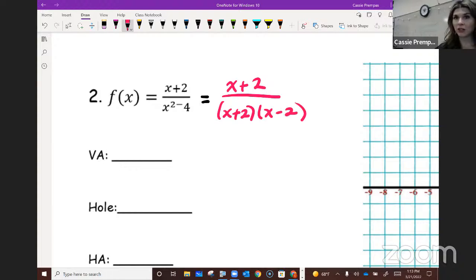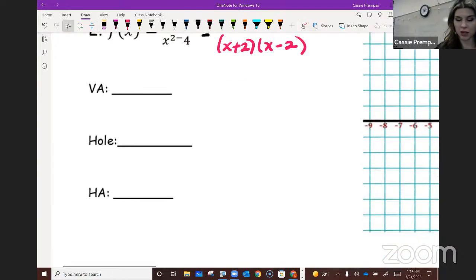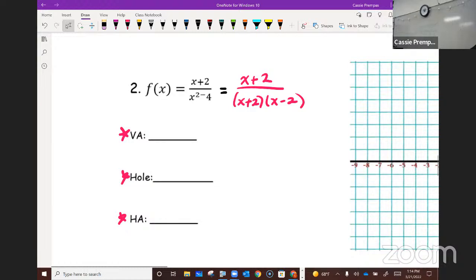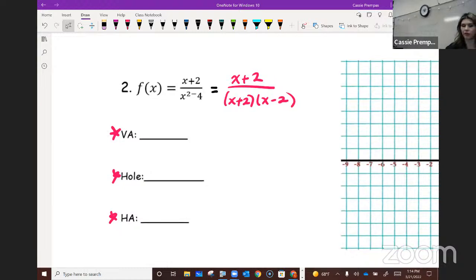Then set your denominator equal to 0 and solve. With your partner, see if you can determine the VA, the hole, and the HA. I'm going to walk around. If you need help, let me know. But see if you can determine the VA, the hole, and the HA.